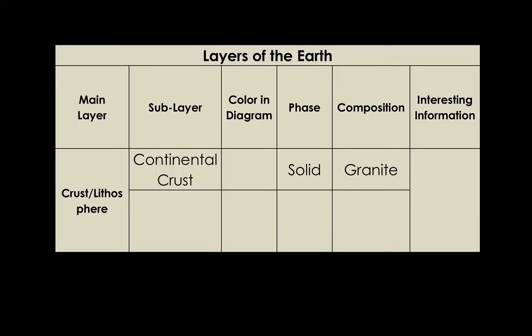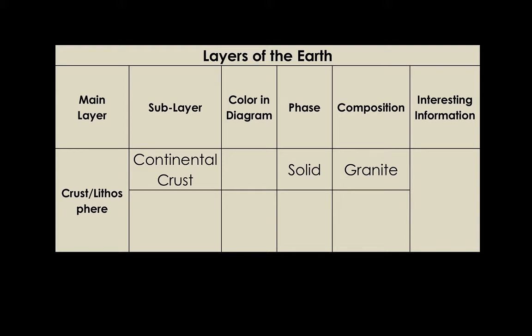Starting with the outermost layer, we have the crust, and you saw a video about this that gave you some information about Earth's crust. Notice that it says crust/lithosphere, and I want you to think about the word lithosphere and what that means. You know what litho means. Litho is rock, and sphere, of course, spherical, right? So this is the rock layer on the outside of the Earth, the outermost layer.